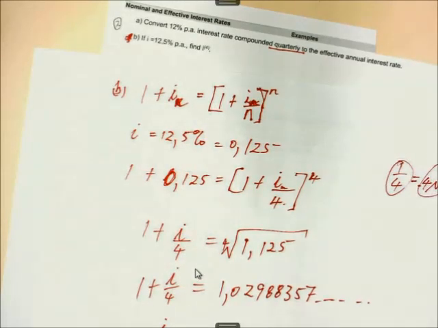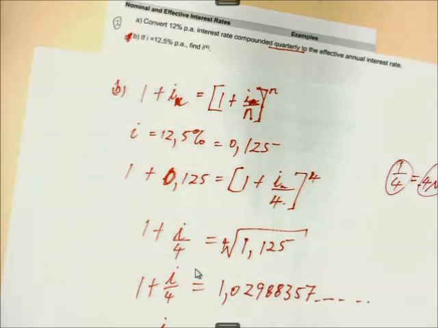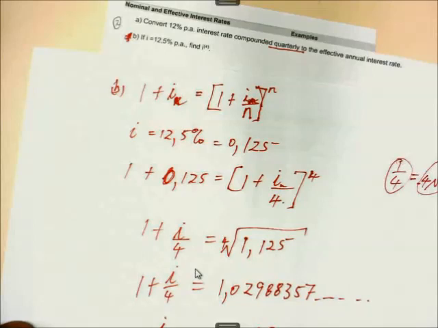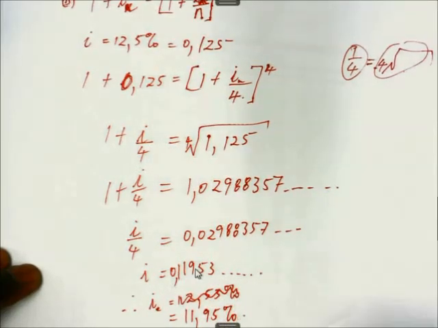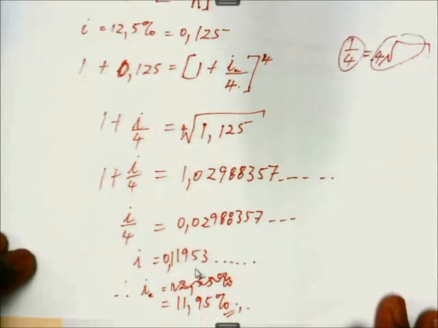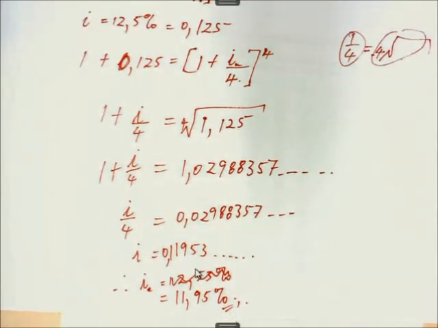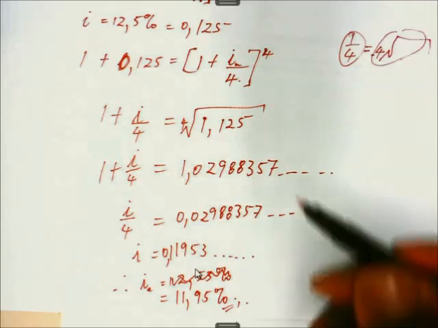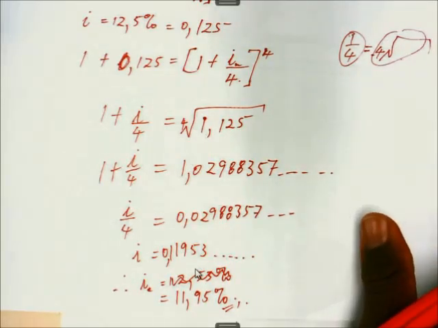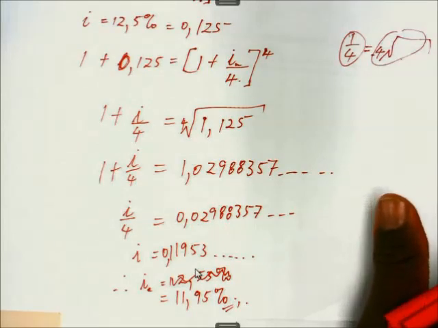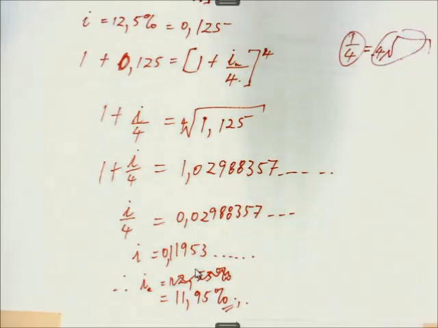so it's going to be 12, or 11, let's get it there. Let's write the correct answer there. It's 11.95%. Okay, so this is our final answer on the effective annual interest rate. Then you can compare it to that nominal one, which is 12.5%. Okay, so that's how we calculate the effective annual interest rate related to the nominal interest rate.